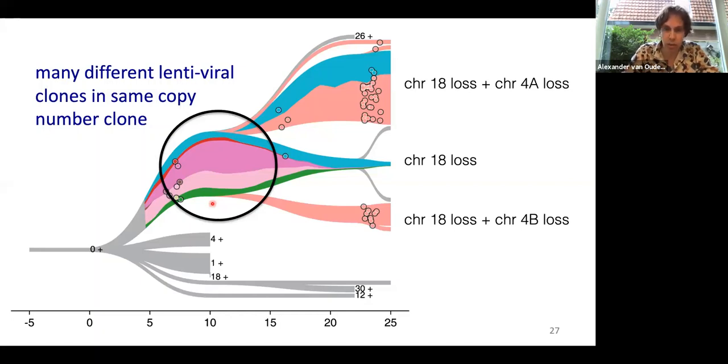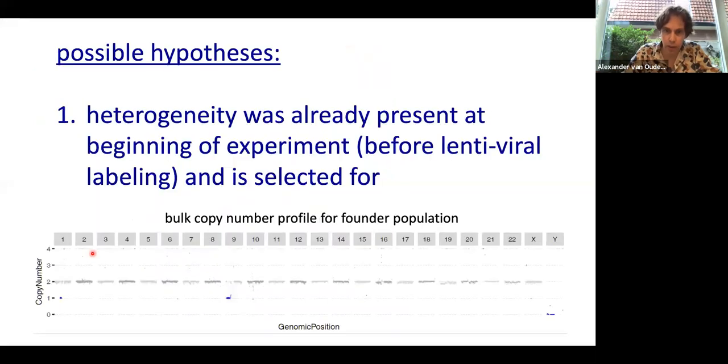So that would be one interpretation, or it could be that already at time equals 0, at the beginning of the experiment, these cells were already there. There was already a subpopulation that lost chromosome 18, and we labeled the members of that clone with different lentiviral barcodes. Right? So that is hypothesis 1, that the heterogeneity was already there at the beginning of the experiment, and we labeled those cells independently.